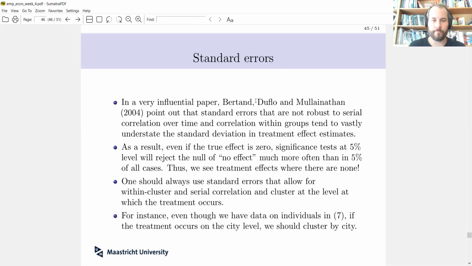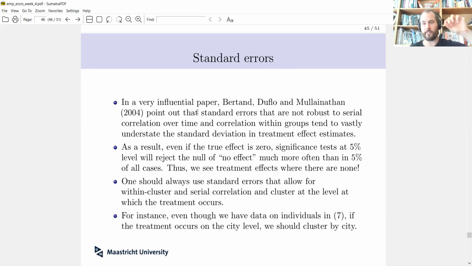So Duflo, I mentioned her already today, she got the Nobel Prize relatively recently. They have a super influential paper, a ton of citations, where they actually run simulations. They show that if you do differences with the usual least squares standard errors, then you're underestimating the standard errors, and therefore you find that the treatment is significant far too many times because you underestimate the variation in the treatment. The standard errors are too low.